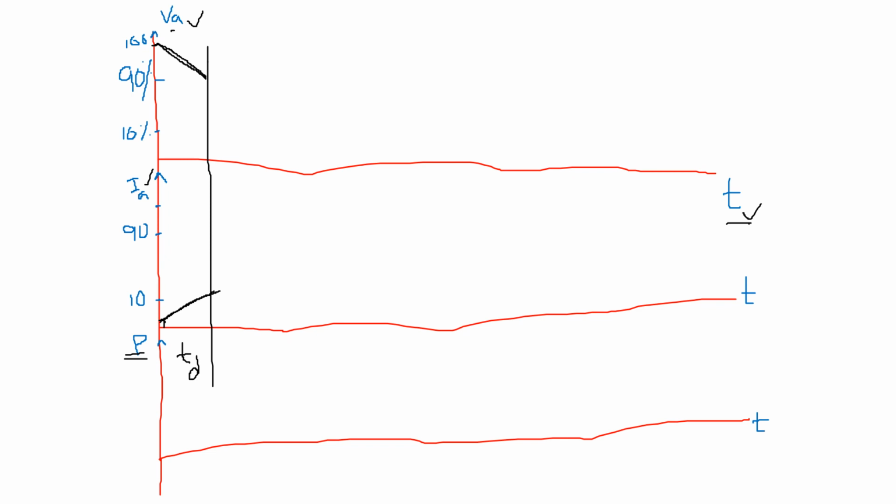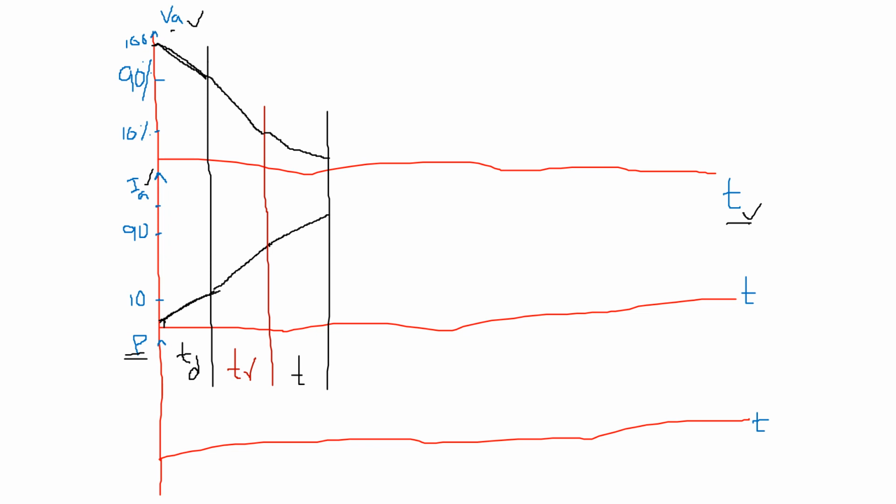Coming to rise time, the time taken by the anode voltage to decrease from 90% to 10%, and the time taken by the anode current to increase from 10% to 90%. This is the rise time, which is represented as TR. Similarly, coming to spread time, the time taken by the anode voltage to decrease from 10% to forward voltage drop, and the time taken by the anode current to increase from 90% to maximum value. So this is the spread time, TS.